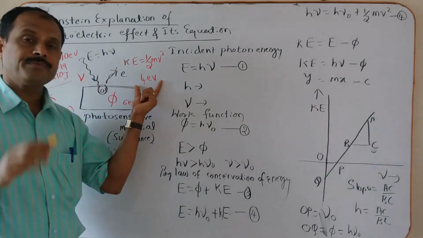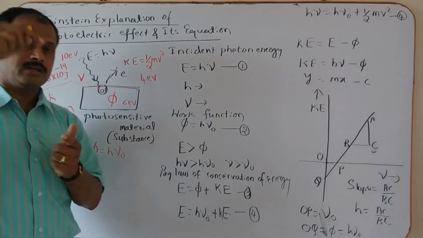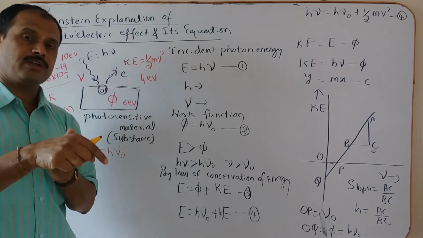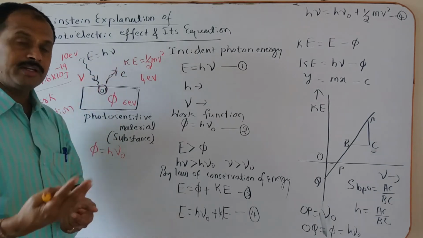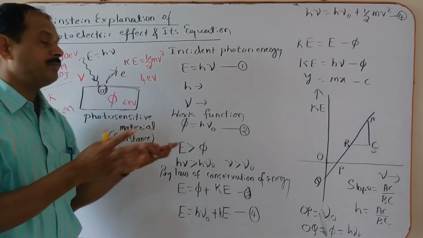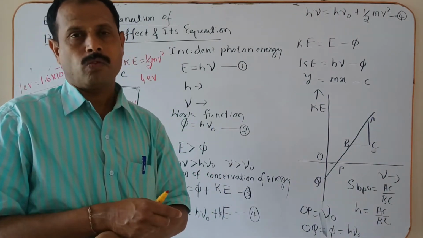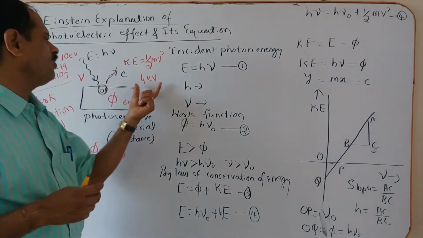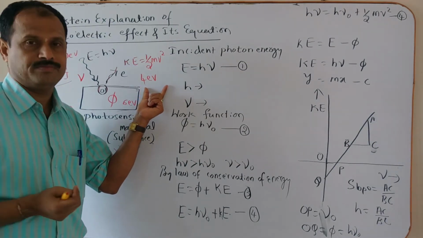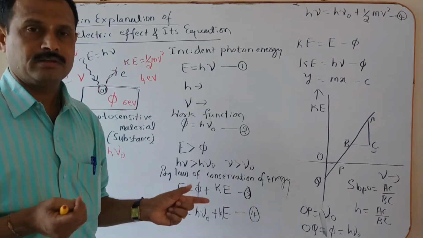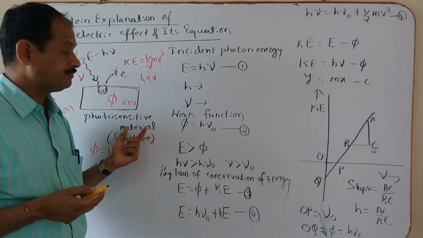That is only an example for one particular material. Here 10 electron volt is the incident photon energy on a photosensitive material. The work function is the amount of energy required to emit the electron, that is 6 electron volt, and the remaining 4 electron volt is in the form of kinetic energy. Such small particle energy is measured in electron volt, but not joule, because it is very small.